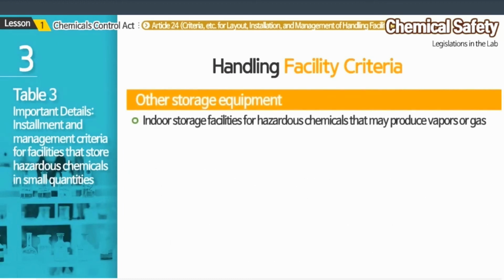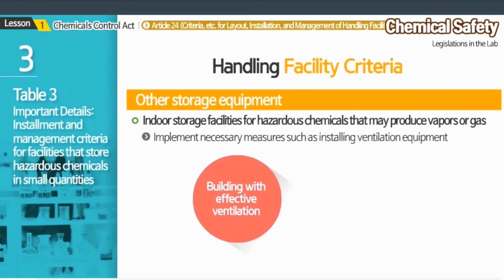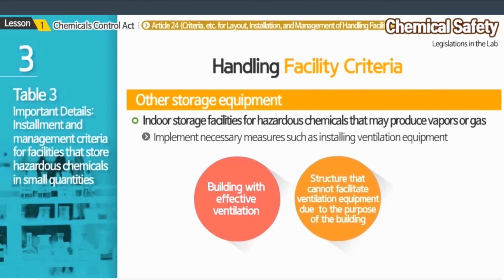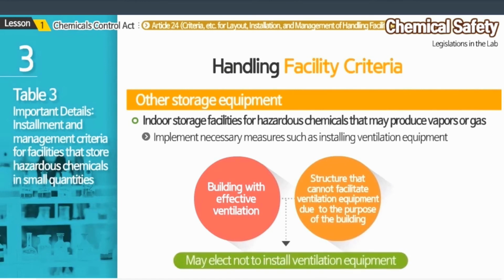When storing hazardous chemicals that may produce vapors or gas indoors, ventilation equipment must be installed, or other necessary measures must be taken to ensure safety. However, buildings with effective ventilation, or buildings that cannot facilitate ventilation equipment structurally due to the purpose of the building, may elect not to install ventilation equipment.